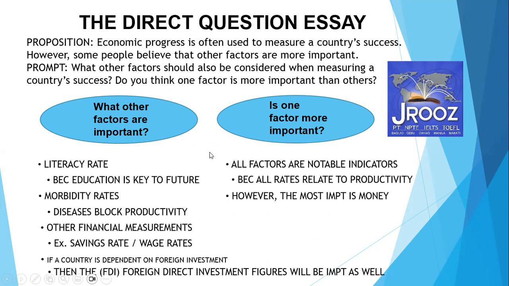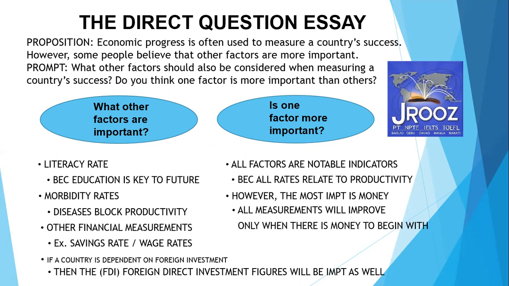Then, however, the most important is money. All measurements will improve only when there's money to begin with. Oh, that's the end of the argument, guys. What else are we gonna talk about but money? How else will the rest of the measurements improve without money? Right, guys? That's why we measure it by GDP.